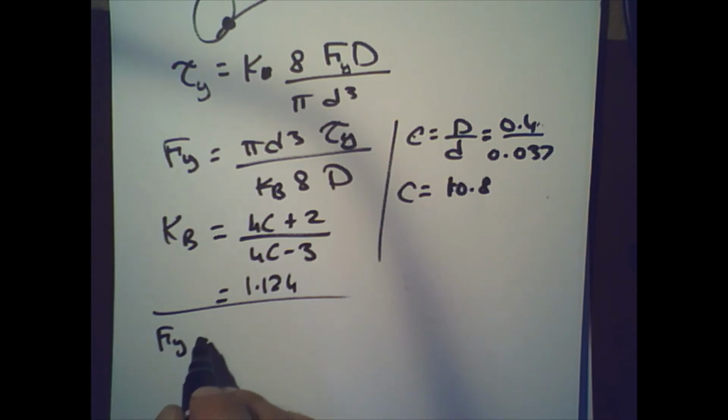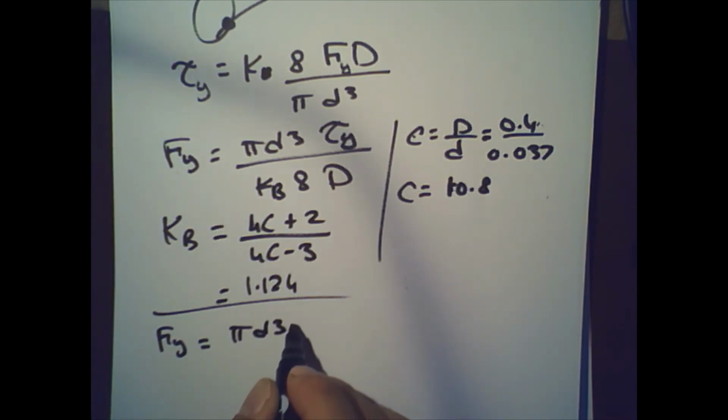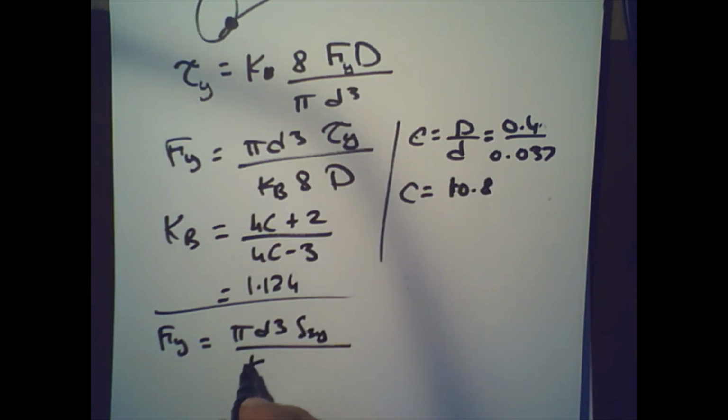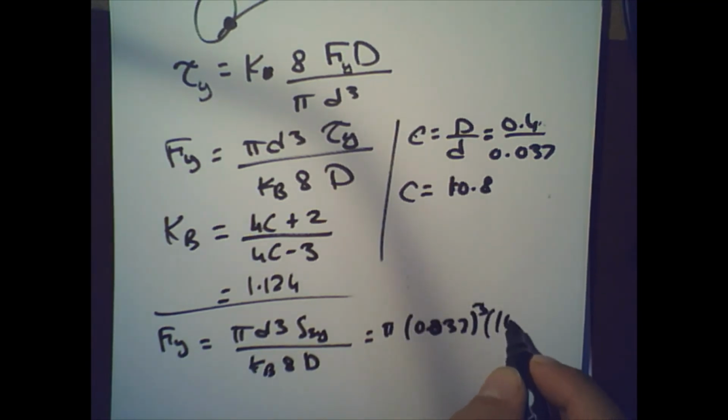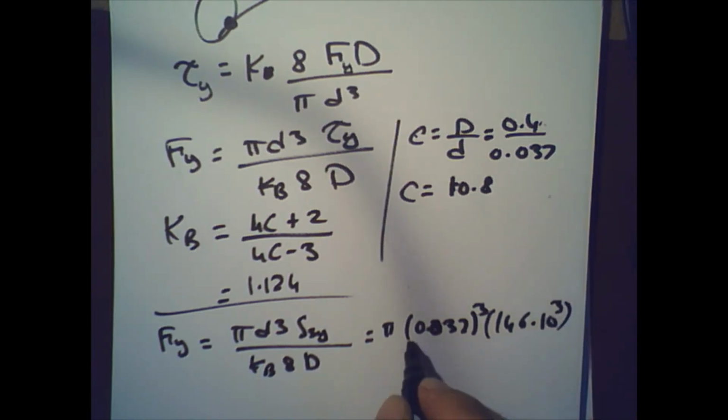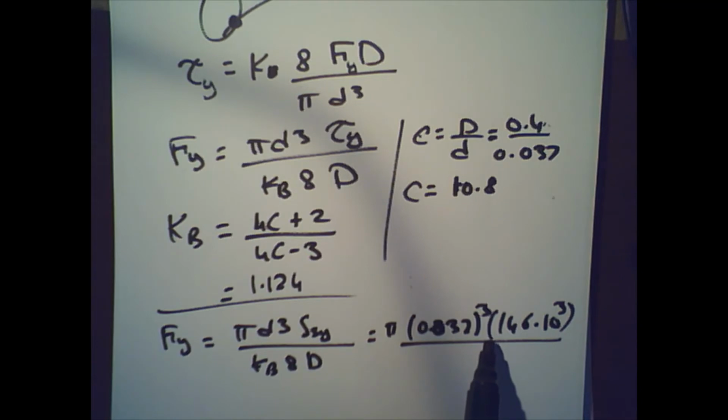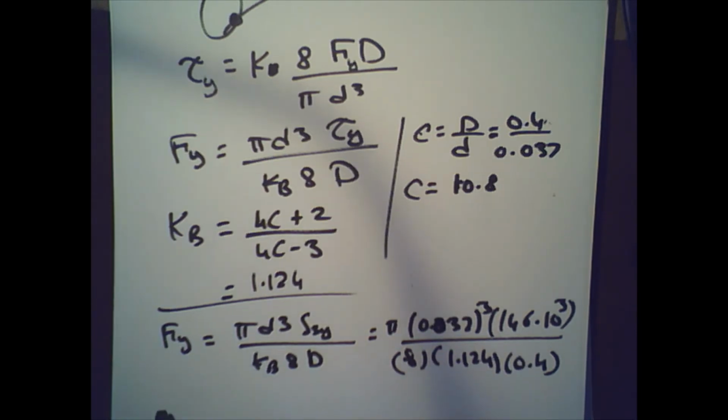So now we have KB, we can come back and then find Fy. Fy in our case is going to be equal to pi d cubed SSY divided by KB 8 times D, which is equal to pi times 0.037 cubed times 146 times 10 to the 3, right, which is what we just solved for in the previous part, and that is divided by 8 times 1.124, which is KB, multiplied by 0.4, which is the mean coil diameter. All right, doing that, you will see that Fy is equal to 6.46 pounds.